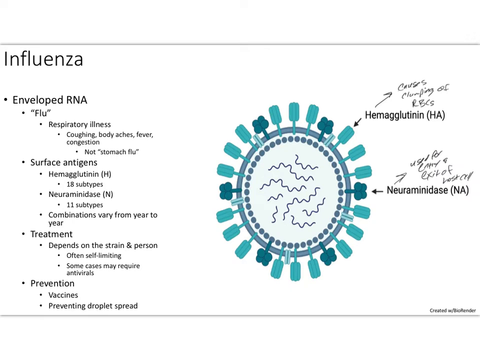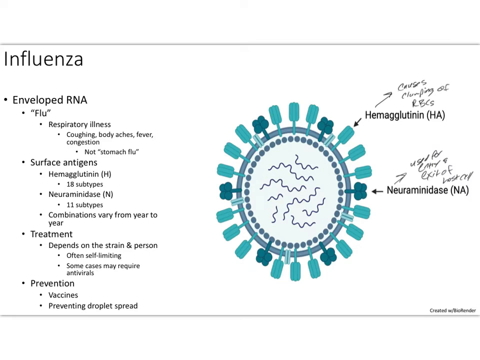So both of these are important. The hemagglutinin causes just general damage to the body as it circulates throughout the body. And then neuraminidase is really what the virus uses to get into the cell and then to a certain extent get out of the cell as well, so it can go infect other cells. Now the reason I'm telling you this is because the combinations vary from year to year.